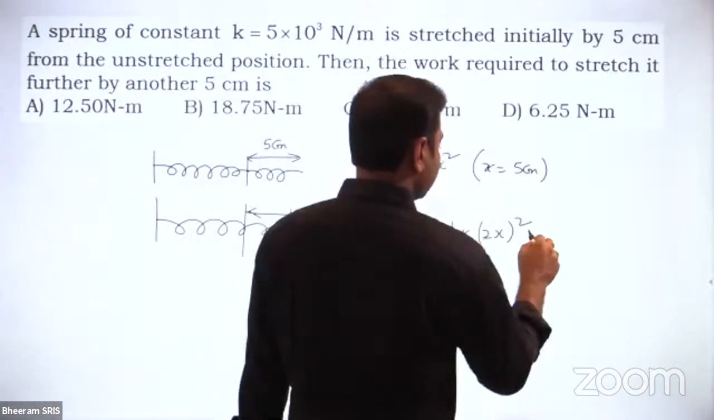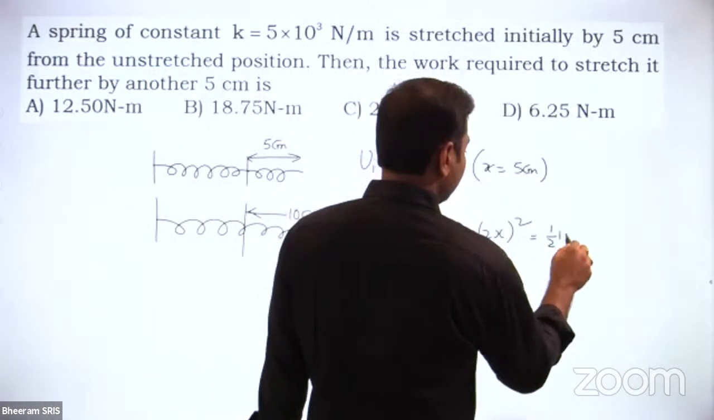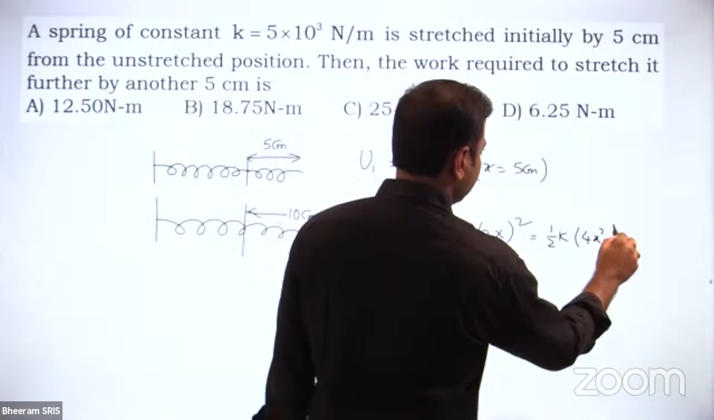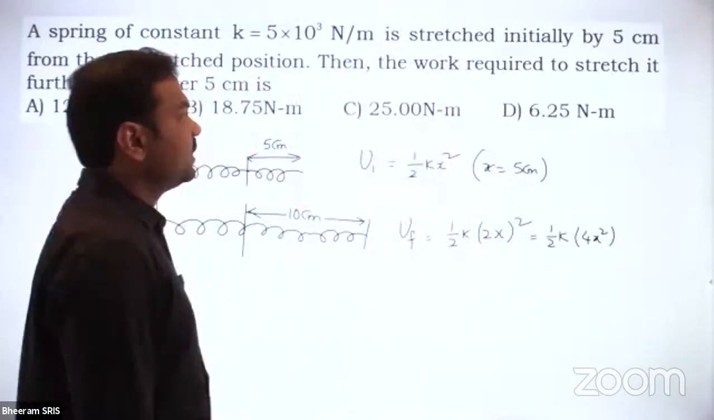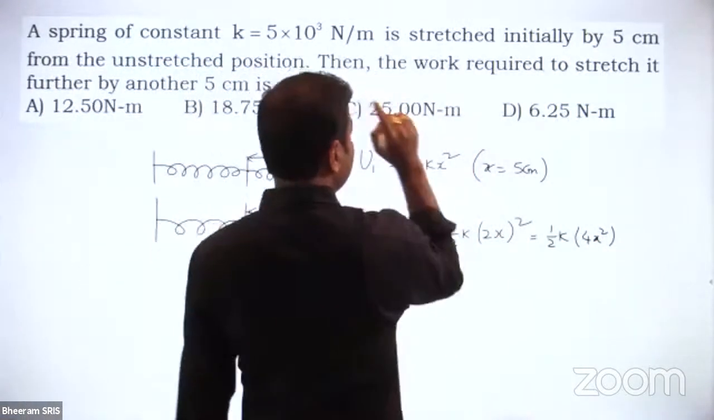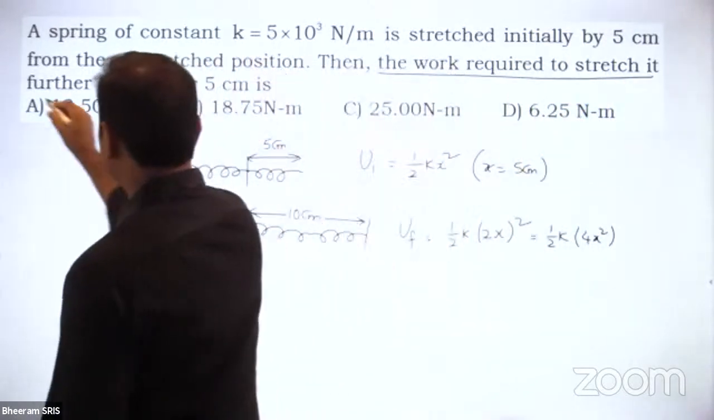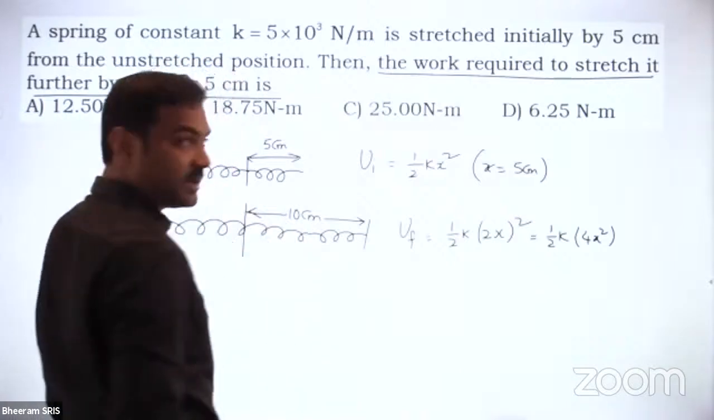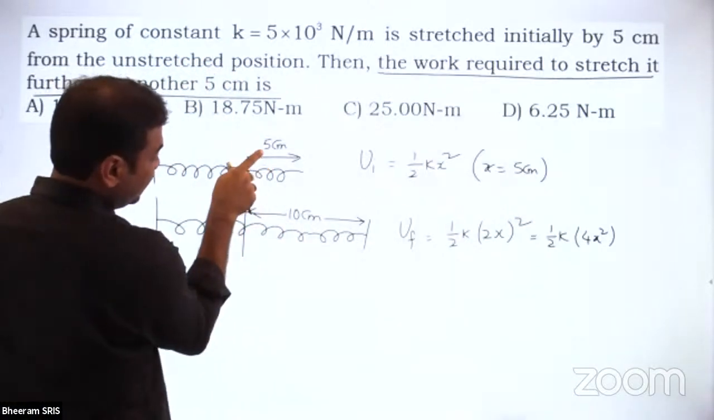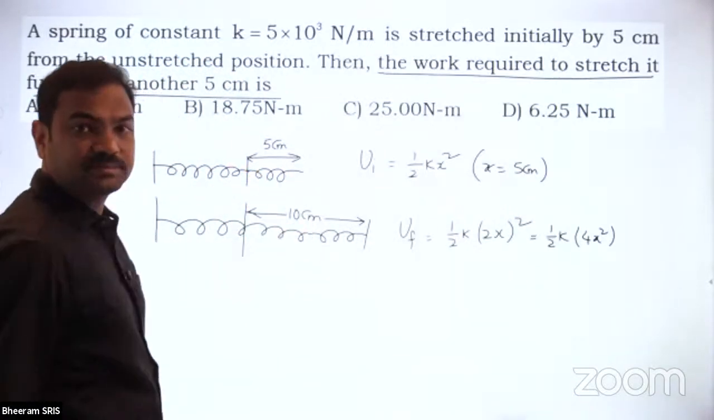Okay? So then it is half k into 4x square. If you want you can cancel out also, 4 and 2, your choice. Then the question they are asking, you need to understand the question very well. Find the work required to stretch it further by another 5 centimeter. It means they are asking the work done from this position to this position.